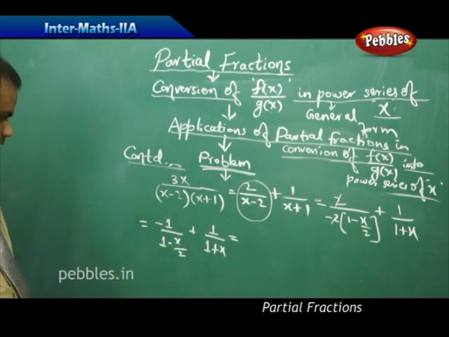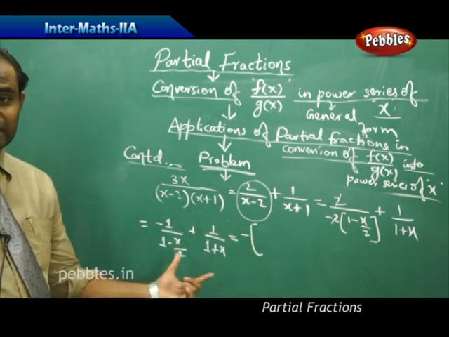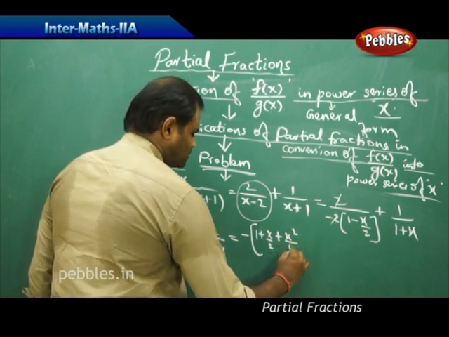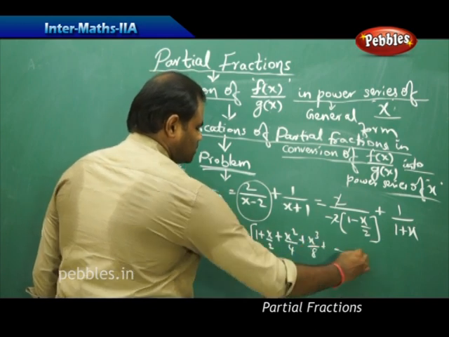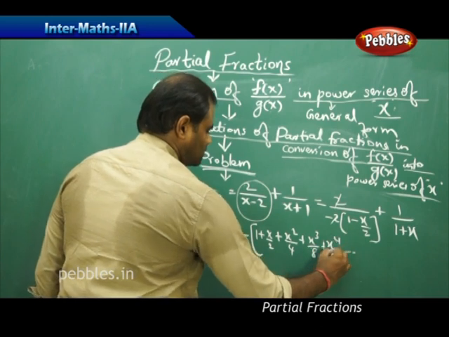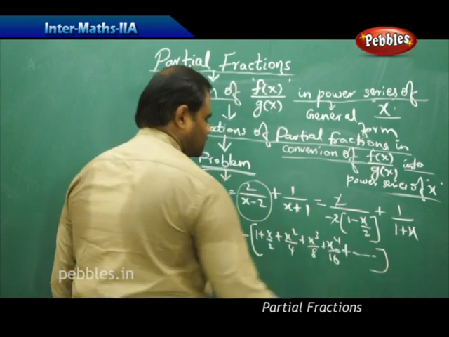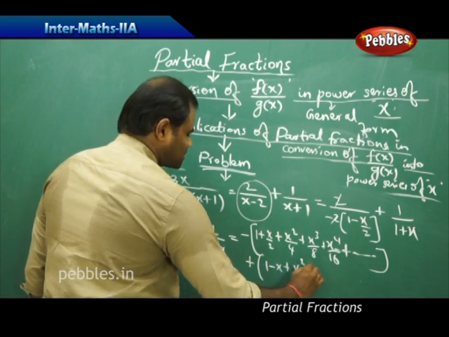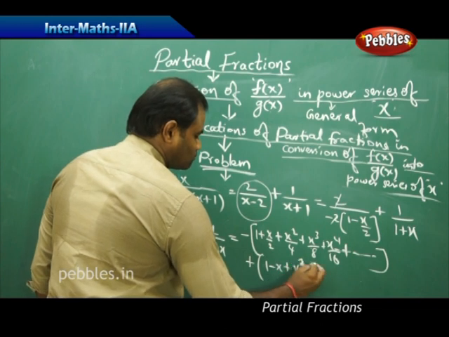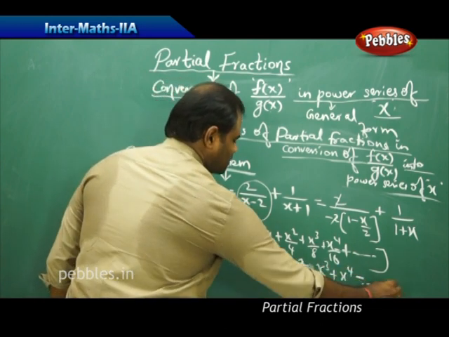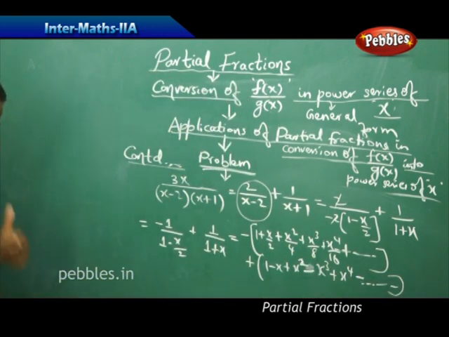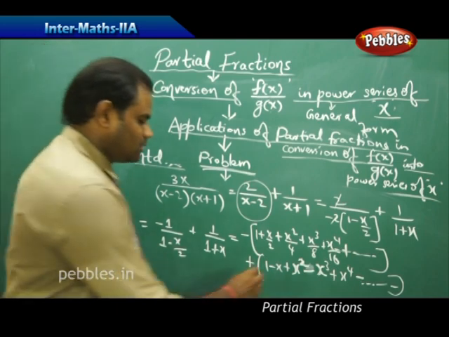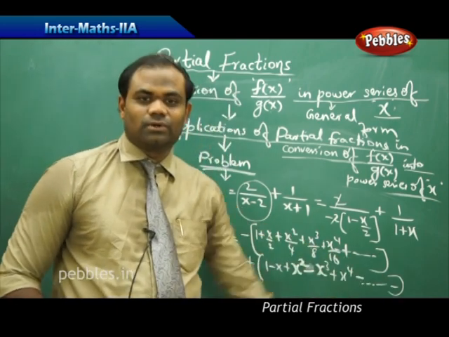Now this is 1 by 1 minus x, which is clearly 1 plus x plus x squared plus x cubed, so on till x power 4, plus so on until infinity. And 1 by 1 plus x is 1 minus x plus x squared minus x cubed plus x power 4 minus so on and so forth. So we get this in the form of expansion where it is 1 minus x plus x squared minus x cubed plus x power 4, so on and so forth.